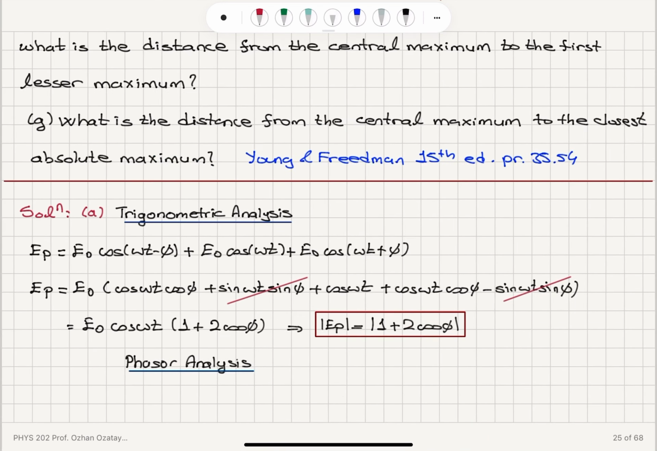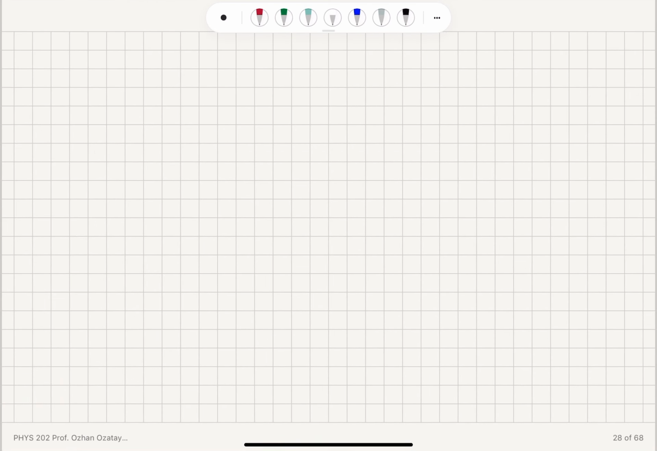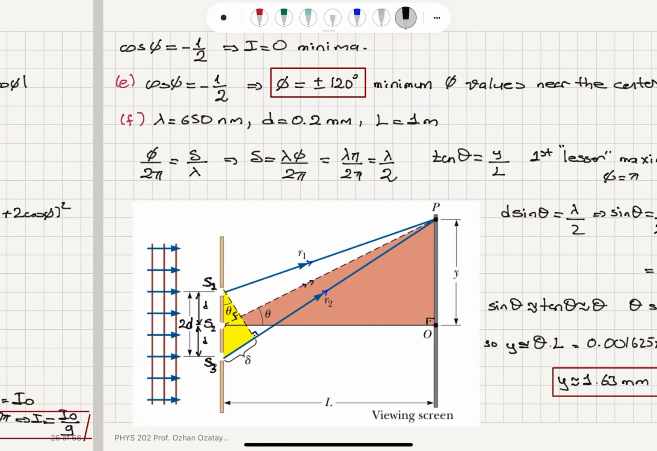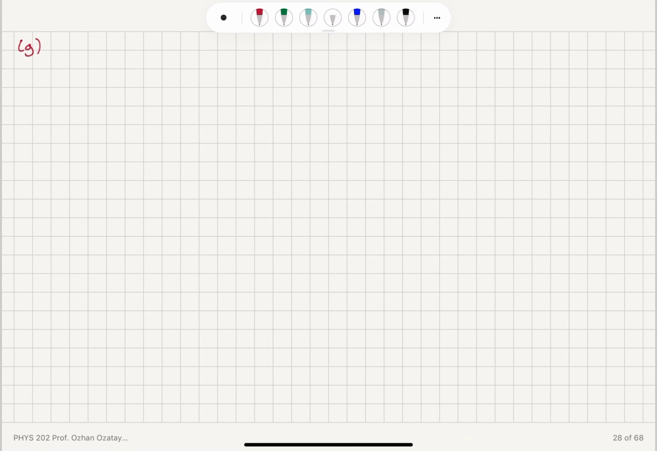Okay, now in part G, the distance from the central maximum to the closest absolute maximum is asked. So let's see, where is the closest maximum? We have phi equals 0, central maximum, and 2 pi is the closest maximum. So we will have now phi equal to 2 pi. The corresponding path difference will be one wavelength.